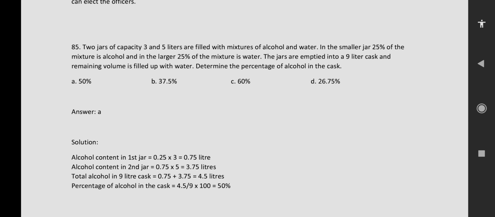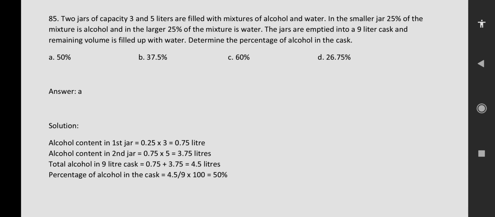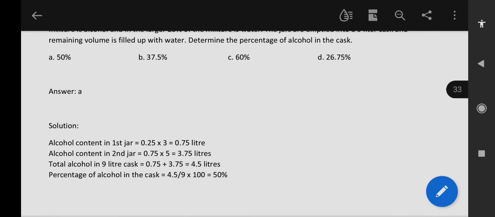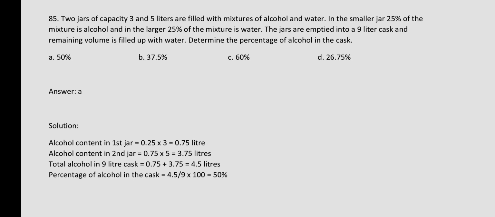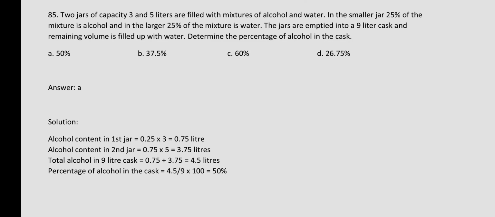Number 85, 2 jars of capacity 3 and 5 liters are filled with mixtures of alcohol and water. In the smaller jar, 25% of the mixture is alcohol, and in the larger, 25% of the mixture is water. The jars are emptied into a 9-liter cask, and remaining volume is filled up with water. Determine the percentage of alcohol in the cask. So, sagot dyan ay letter A, 50%.